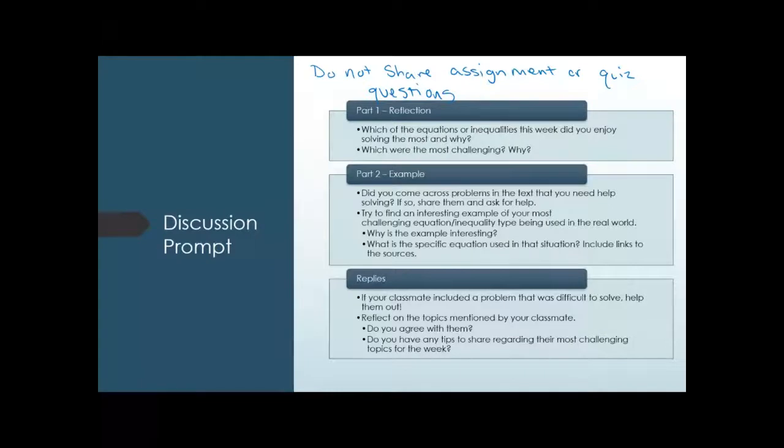So we've got a reflection going on. For your replies, if your classmate has a problem that was difficult to solve, help them solve that. If it's something that, oh, you know how to do this, help them out. You can reflect on the topics mentioned by your classmates. Do you agree with them? Do you have any tips to share regarding the most challenging topics for the week? So this is a good kind of let's check in and see where everybody's at sort of thing.